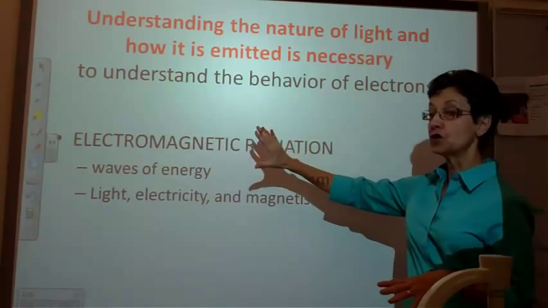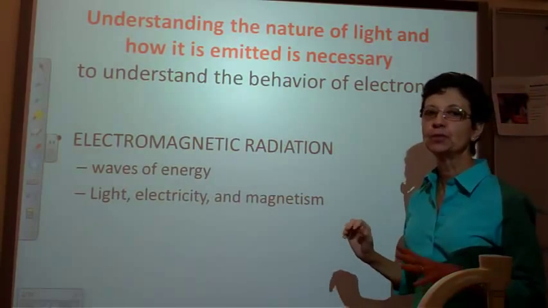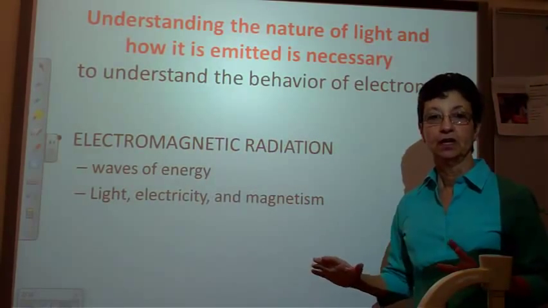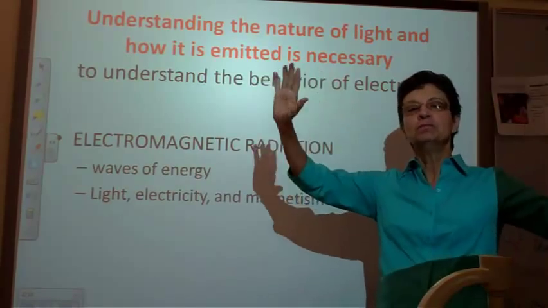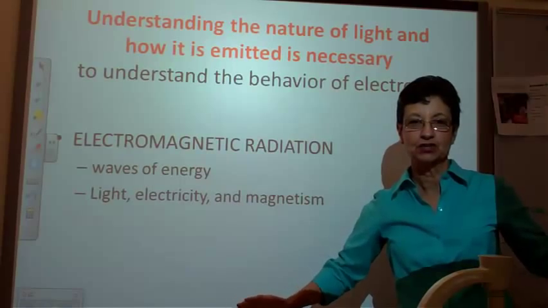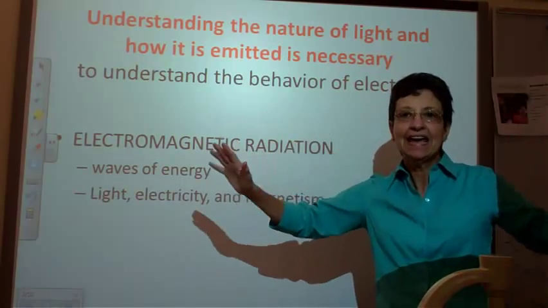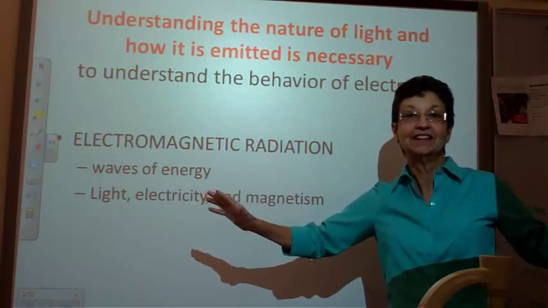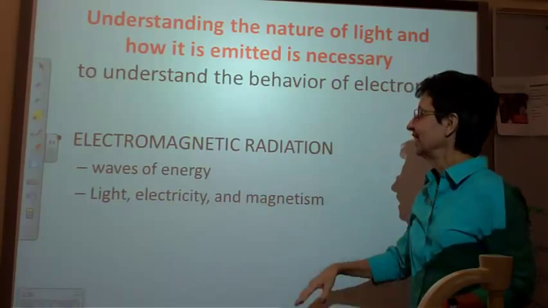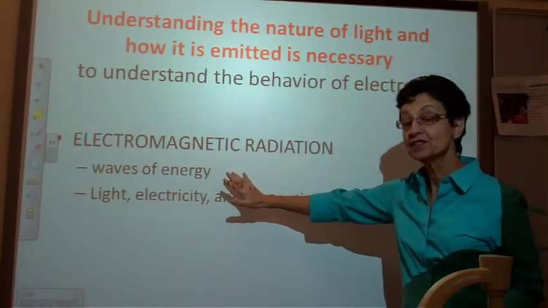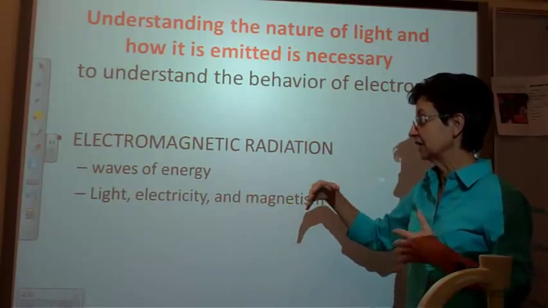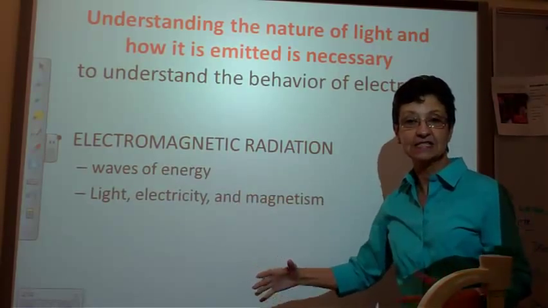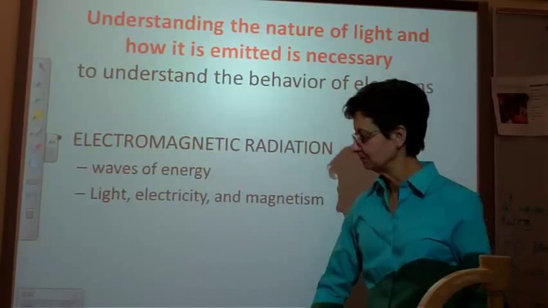And first of all, we're going to talk about electromagnetic radiation, which includes the visible light, but it includes many other types of radiations, which in fact behave the same way as light. All right, they are waves of energy. Electromagnetic radiation, waves of energy, includes light, electricity, magnetism, all of those are included.